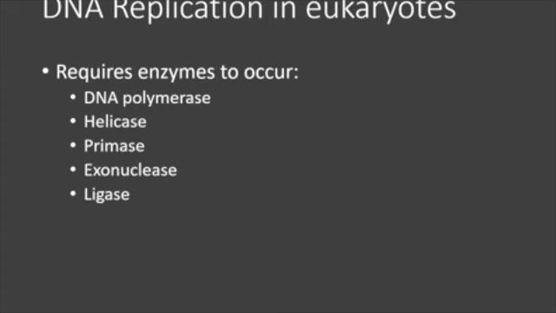For example, DNA polymerase is involved in making a polymer of DNA. It's the one that adds nucleotides, which are the monomers, to the existing strand in order to form a new polymer. Helicase is an enzyme that unwinds the helix of DNA. Primase adds a primer to one strand of DNA. Exonuclease goes in and actually cuts out some nucleotides. And ligase helps to glue new nucleotides together. We'll take a look at the roles of these enzymes on the next slides as well.